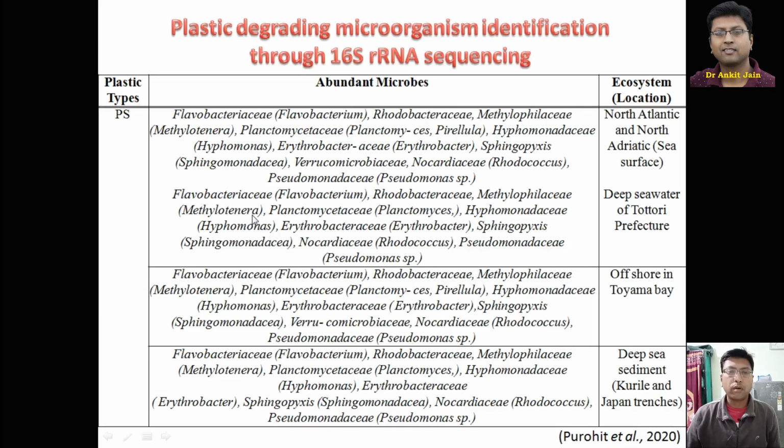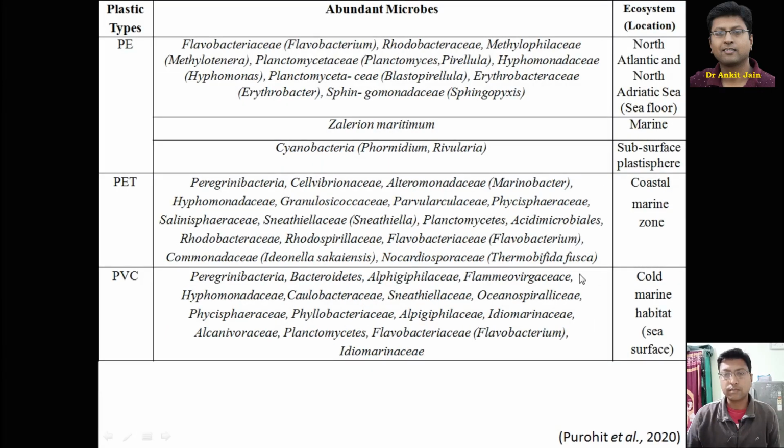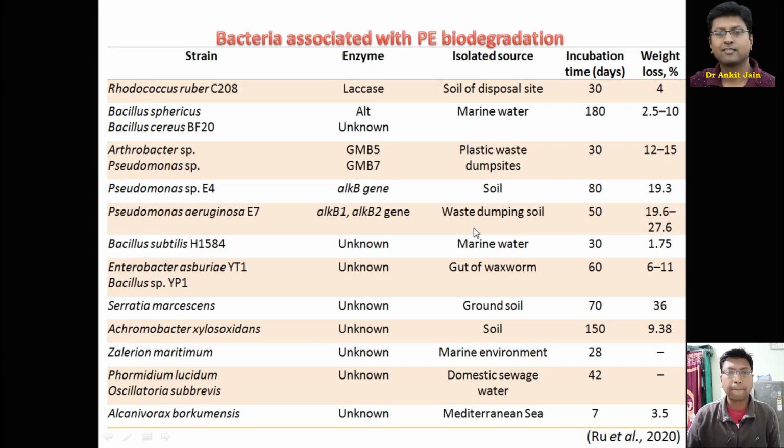There are different type of bacteria, and they are discovered, and these bacteria are responsible for degradation of such type of plastic like polystyrene. They are found in different ecosystem. Now these bacteria are enlisted here. They are producing different type of the enzymes, and these bacteria are responsible for degradation of polyethylene within these given incubations, and there is weight loss is given here.